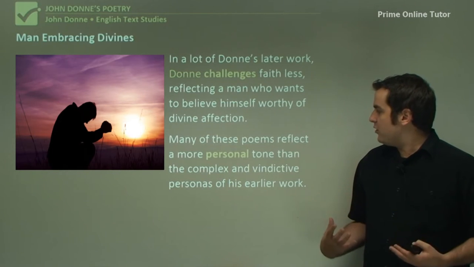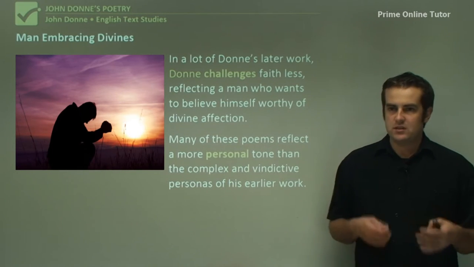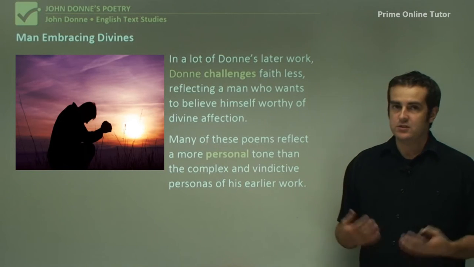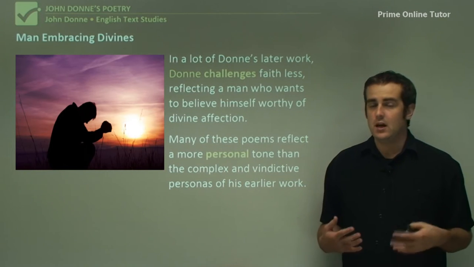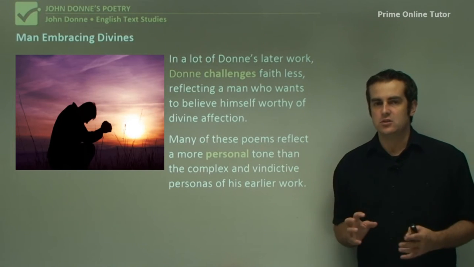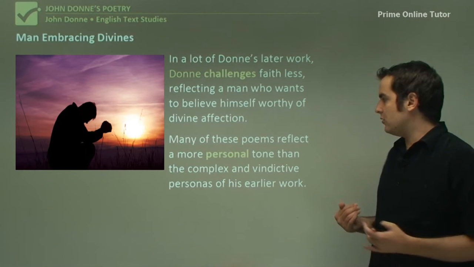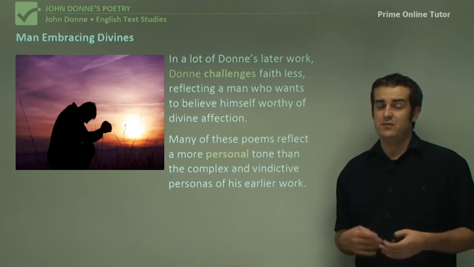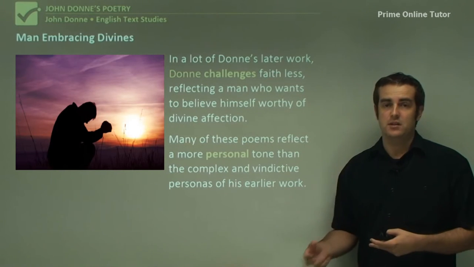These reflect a more personal tone, and this is particularly in contrast to his vindictive personas and complex ones, such as in The Apparition, for instance, where you've got a very complex and very vindictive, very angry sort of young man, compared to his more mellow and certainly more spiritual poems in something such as A Hymn to God, My God, in My Sickness.